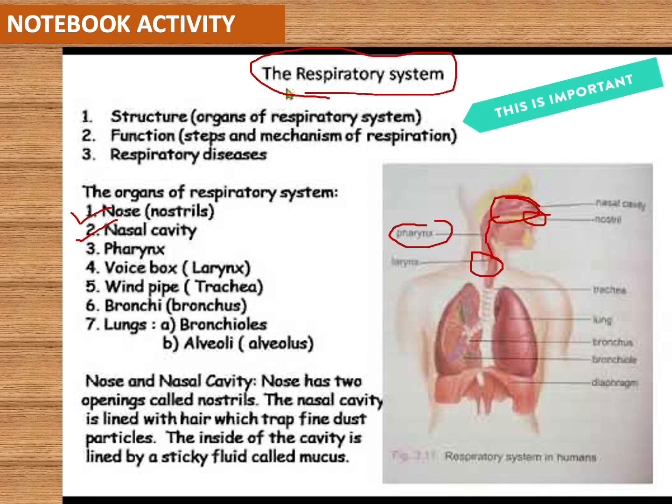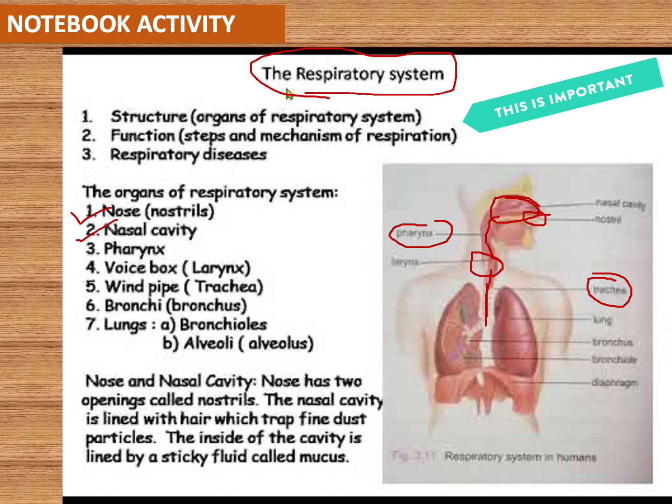Down the larynx, as we go down, we will see a pipe-like structure, right? A tube-like structure which is called windpipe. One more name of windpipe is trachea. Okay, I would like you all to learn both the names. So in the exam, maybe I will give you windpipe, maybe I will give you trachea. You should be familiar with both the names.